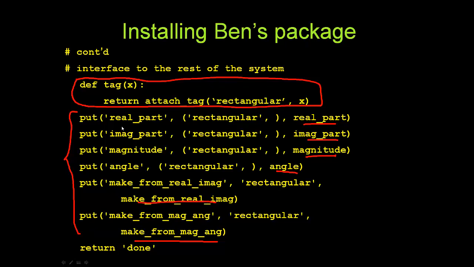Now, what we do here is that we basically put these functions, the 6 functions, into the table, okay, and we index them by this function name as well as the data type.